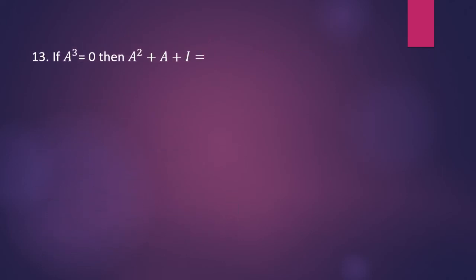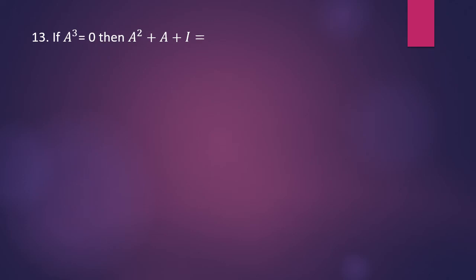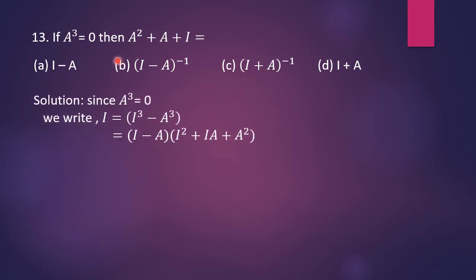So the next one will be: if A cube is equal to 0, then A square plus A plus I is equal to, we have to find the value of this. So these are the options. Given that A cube is equal to 0, that means if you multiply matrix A 3 times, you will get a 0 matrix.